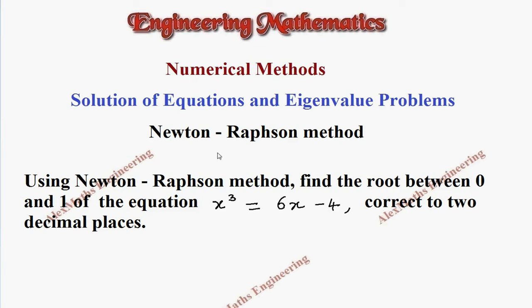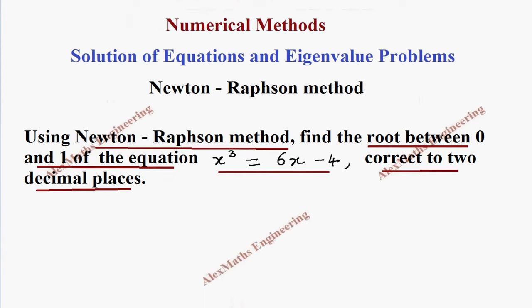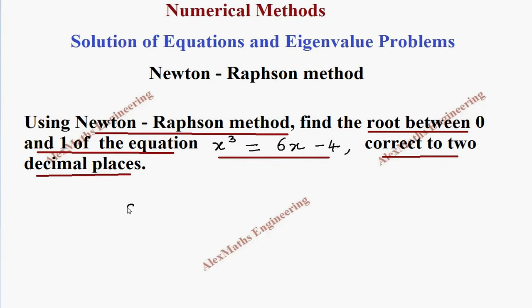In this video, we are going to use Newton-Raphson's method to find the root between 0 and 1 for the equation x cube equal to 6x minus 4, correct to 2 decimal places. From the given equation, we are going to write f of x by bringing all the terms to one side. So that gives x cube minus 6x plus 4.